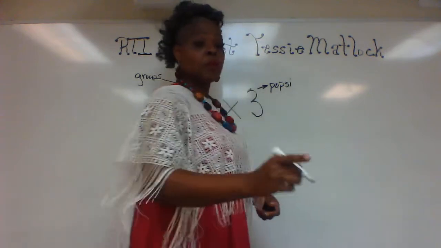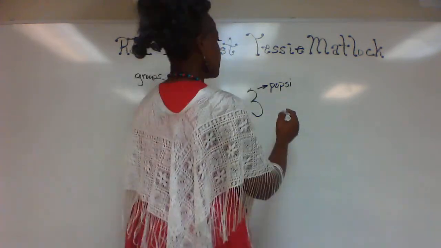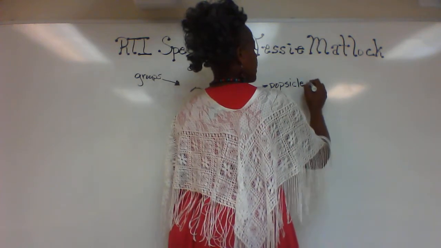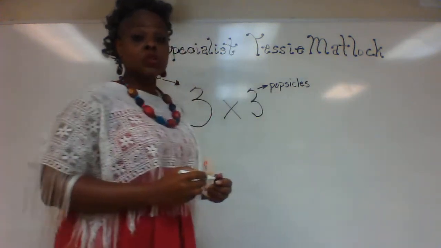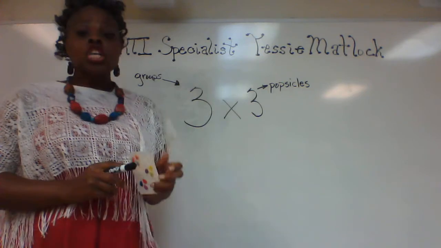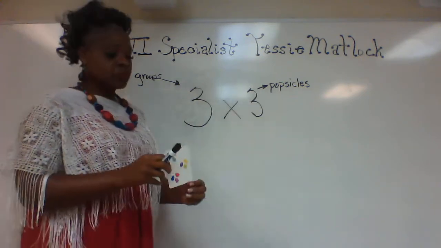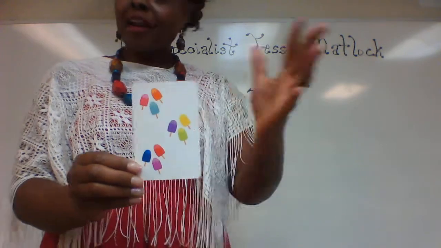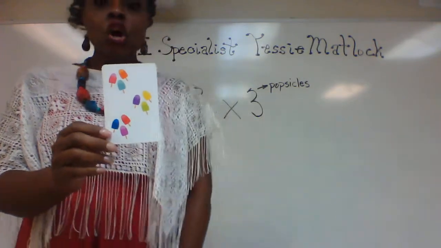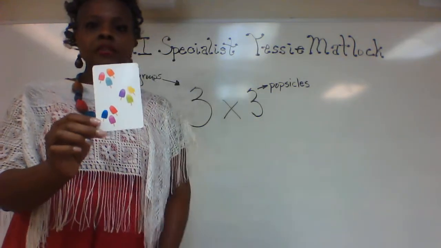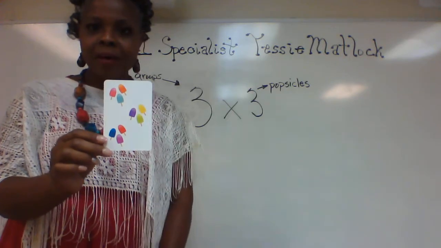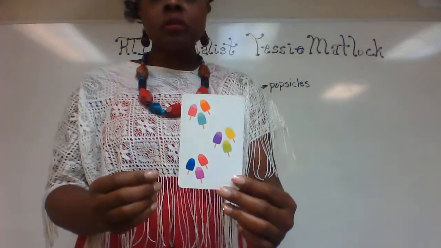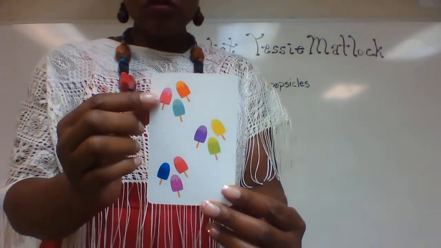P-O-P-S, and I've spelled popsicles right here so I won't misspell it. S-I-C-L-E-S, popsicles. All right, so we have three popsicles in each group. Now let's add it up. I hear some speedy bees. They're already shouting what the product is. Great job. Excellent. But for those that are processing just a little slowly, let's count.